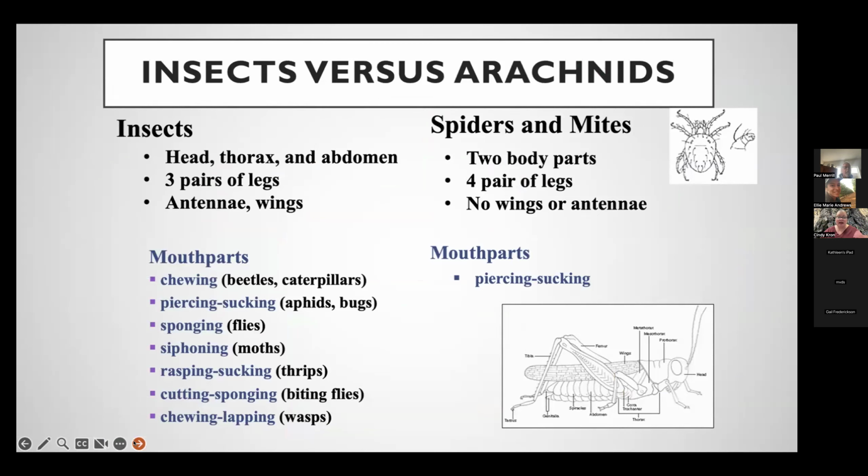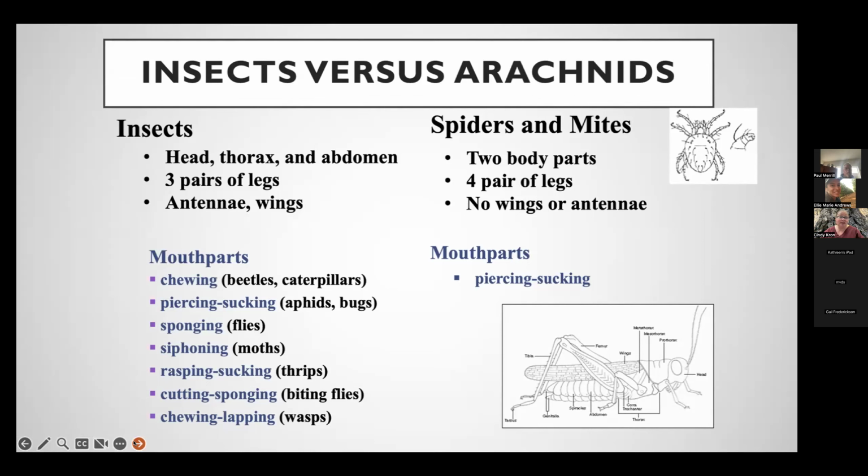So again, insects versus arachnids. On the left-hand side, you have a head, thorax, and an abdomen for an insect, where a spider or a mite will have two body parts, as you can see in the image on the right-hand side. Insects will have three pairs of legs. Spiders and mites will have four pairs of legs. Insects have antennae and they have wings, and spiders and mites have no wings and no antennae.